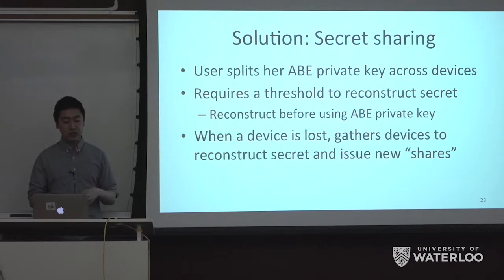Our solution is to use secret sharing. A user splits her ABE private key across devices, and secret sharing requires a threshold to reconstruct the secret. So you reconstruct before using the ABE private key. When a device is lost, you just gather your devices to reconstruct the secret and issue new shares.